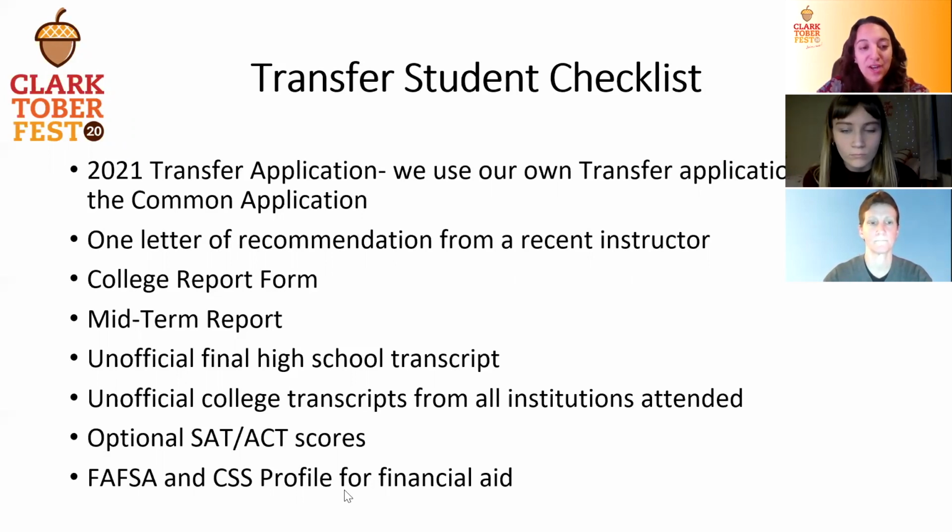We do ask for an unofficial final high school transcript and an unofficial college transcript from all of the institutions that you have attended. Again, these can be unofficial copies. They don't have to be official when you're applying. So if you have unofficial copies, you can add them to your application or email them to us at transferadmissions@clarku.edu. If you do decide to come to Clark, if you're accepted and you enroll, we will ask for official copies of both of these. But for the application stage, we just ask that you send us the unofficial copies.